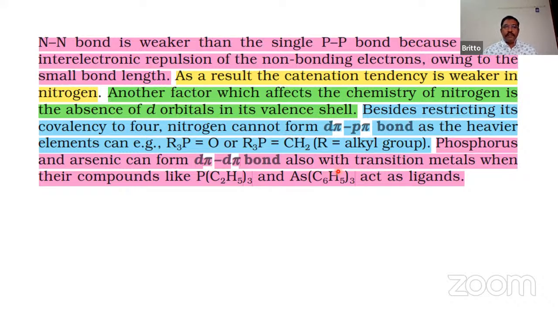So the tendency of formation of p pi bond decreases down the group. For nitrogen, the p pi bond formation is high. So nitrogen can form p pi bond, whereas d pi bonding ability increases down the group.